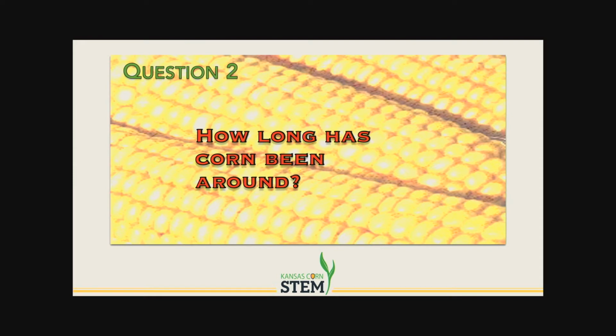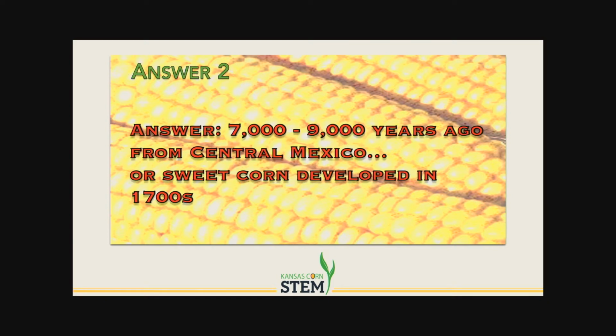How long has corn been around? Our answer for that one is between 7,000 and 9,000 years. It was first developed in central Mexico, evolving from the wild grass known as teosinte.